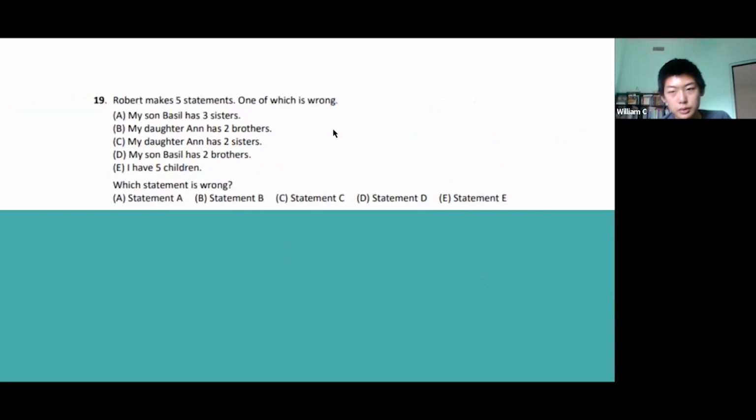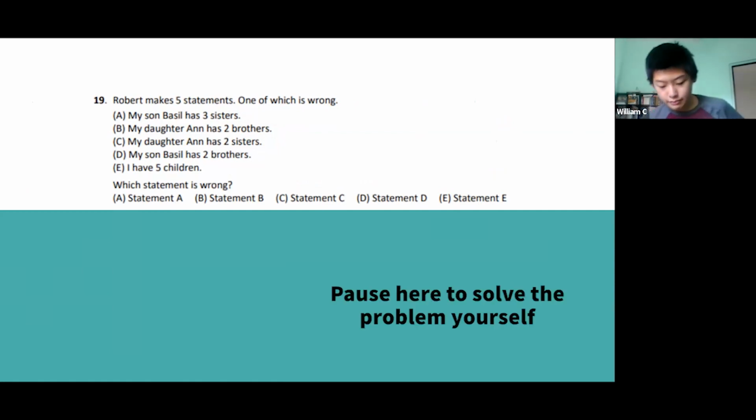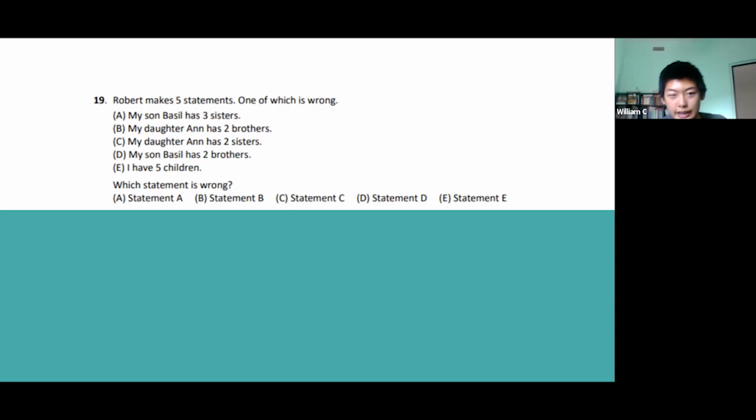Next problem. Robert makes 5 statements, one of which is wrong. His son Basil has 5 sisters. My daughter Anne has 2 brothers. My daughter Anne has 2 sisters. My son Basil has 2 brothers. I have 5 children. Which statement is wrong? So I'll give you a little bit of time to think about this, and if you think you have the answer, please type it in. So we have an answer of D, which is correct.